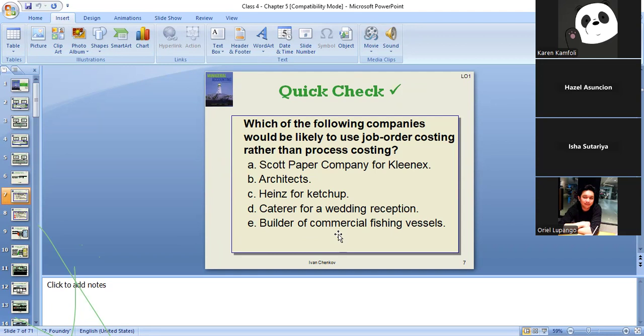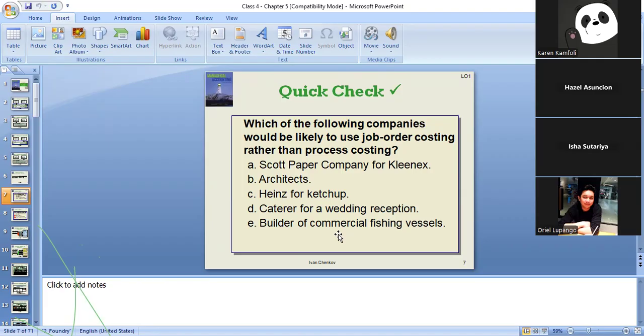Kleenex, what are they producing? Tissue paper. Are they changing the tissues or is it the same tissue? The same tissue. So which costing are they going to use? Process costing, right? Because it's the same tissue, the same tissue. The only thing we might do is change the color of the box, but the inside is the same tissue. Make sense?